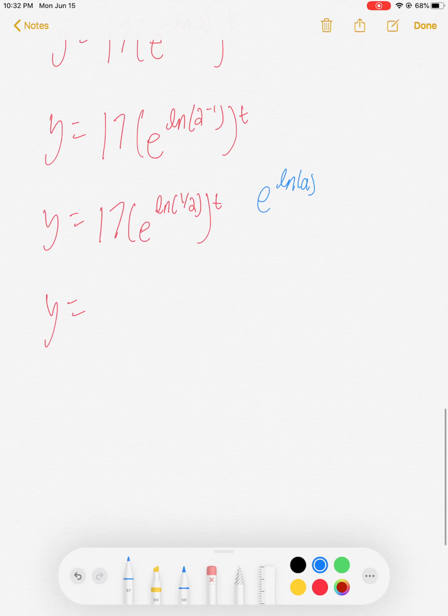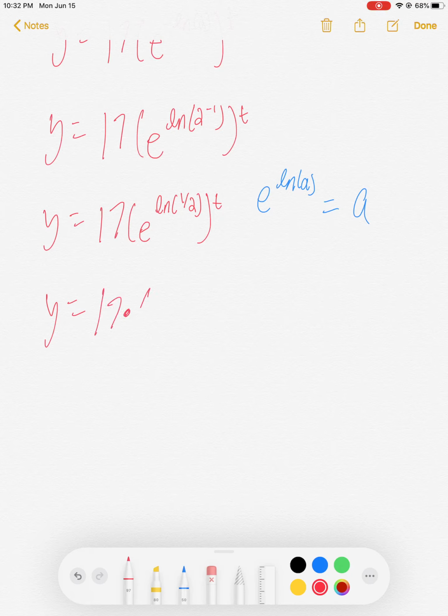I'm showing way more steps than you would need to. You could skip some of this algebra if you wanted to, but I just want to be crystal clear here about everything that's going on. So now I can replace that 2 to the negative first with just a 1/2.